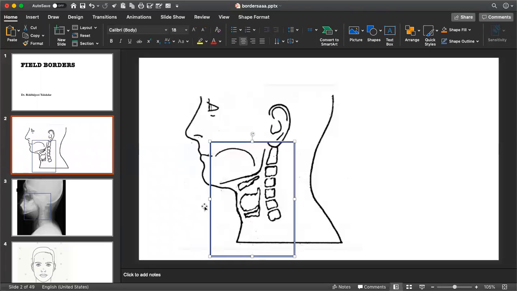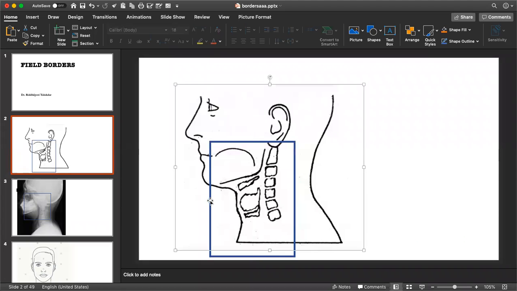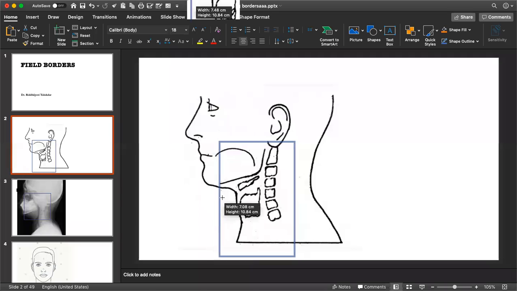Anterior border, again, some book says it's 2 centimeter anterior to the tumor. You wouldn't know the anterior extent of the tumor when you're planning clinically. So you can put the anterior border through the middle third of the tongue. Your anterior border can go anywhere through the middle third of the tongue.